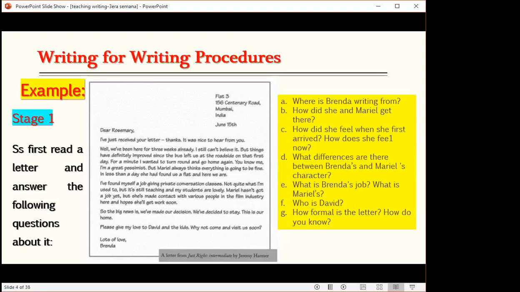So they have here like a background, no? How they are going to write a letter and the language that they are going to use. Let's pass to the other one. No, this is a letter from Writing Intermediate. No, this is a book from this author, Jeremy Harmer.